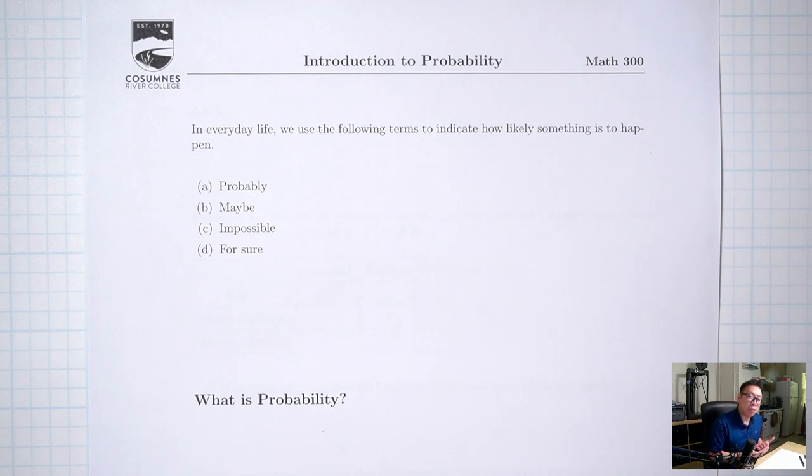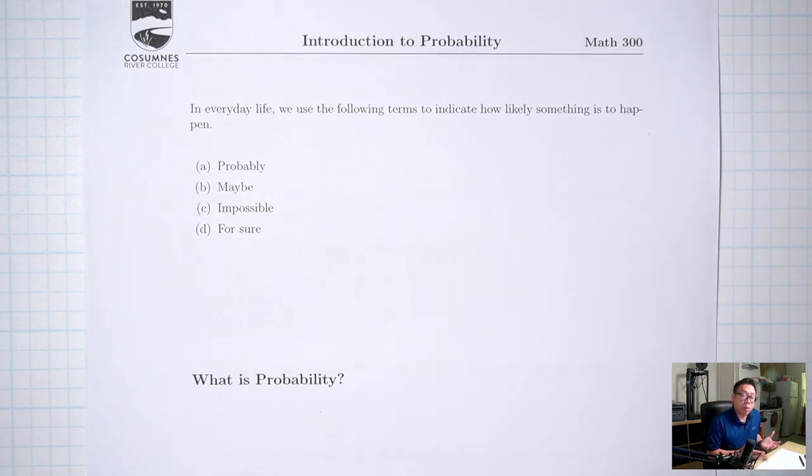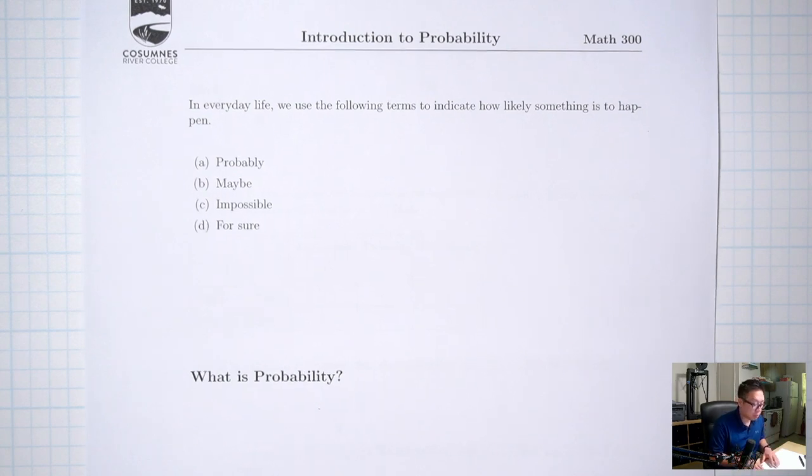If you ask me if I'm going to go to the gym and I say, maybe, I'm probably not going to go. But if you say maybe, you might mean 50% chance you'll go, 50% chance you won't go. So these terms aren't very precise. To make them more precise, we're going to attach numbers to probabilities.